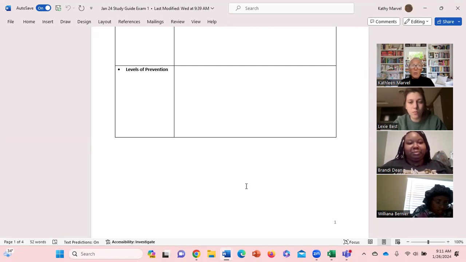Let's say you're working with a patient in the hospital that's had a stroke, and you're trying to organize sending them home with physical therapy, occupational therapy. What's that? Primary, secondary, tertiary? Tertiary. Right. They've had the stroke. Now you're trying to help them manage that by whatever they need.